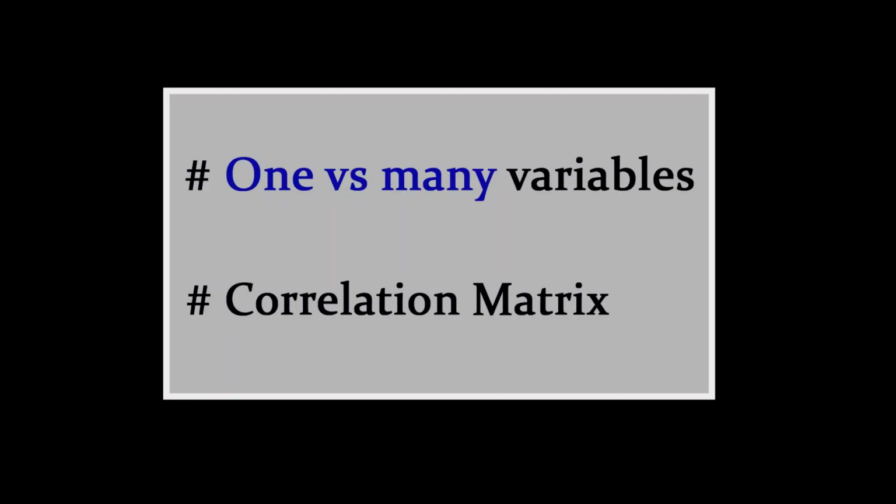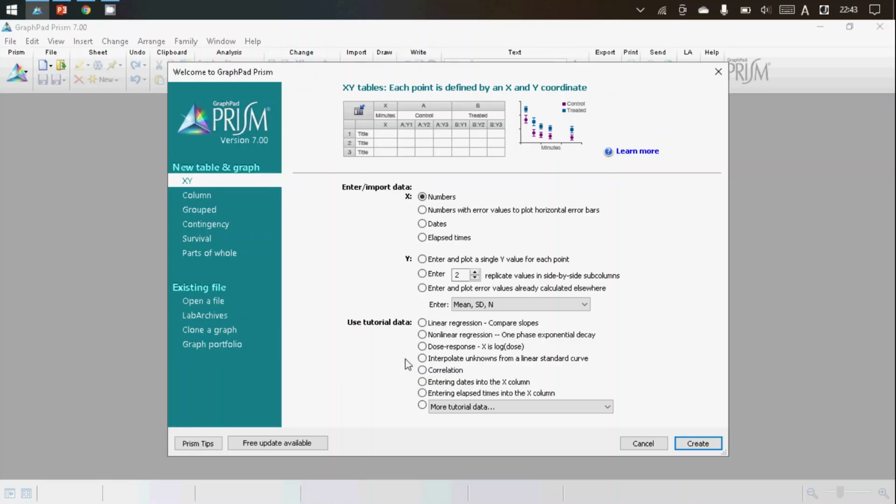I'm first going to teach you how to find the correlation between one variable versus many other variables, and then I'm going to teach you how to find the correlation between many variables versus many variables, also known as the correlation matrix. I'm going to use the sample data which comes packaged with Graphpad Prism.